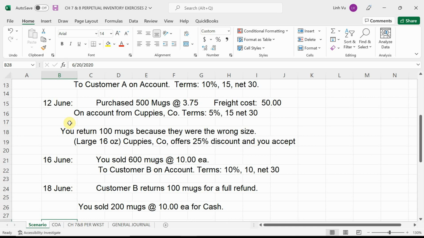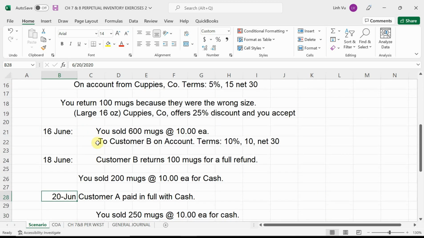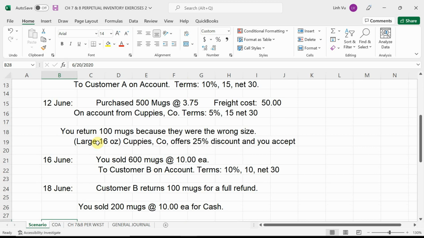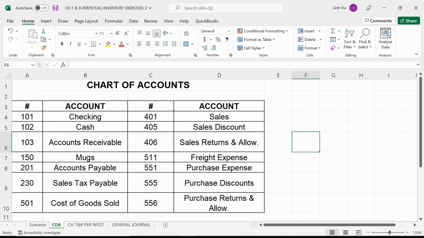But customer B, because they're charging so much on their account, we gave them a different term. So this one is a 10% 15, if they pay within 10 days. But if not, they have 30 days to pay in full. So in this case, how am I going to record that I sold 600 mugs at $10 each to customer B on an account? We have to recognize that we sold to them first before we adjust our inventory.